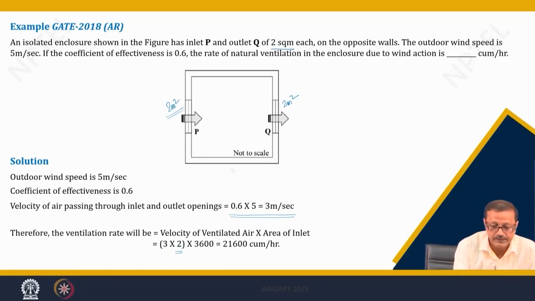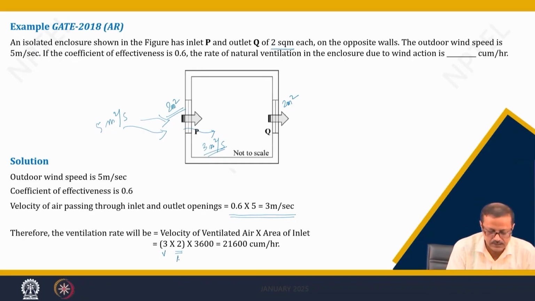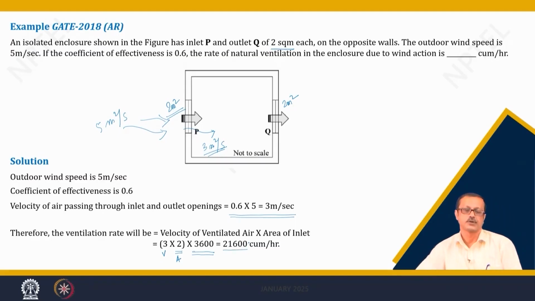I know the area is 2 meter square, that is only the inlet area. Do not take both the areas, because the flow is from the windward side, which is 5 meter per second. From there it will actually go with 3 meter per second because of the ratio. So 3 into 2, where 3 is the velocity and 2 is the area, and then I have converted from seconds to hours. So the answer will be about 21,600 cubic meter per hour.